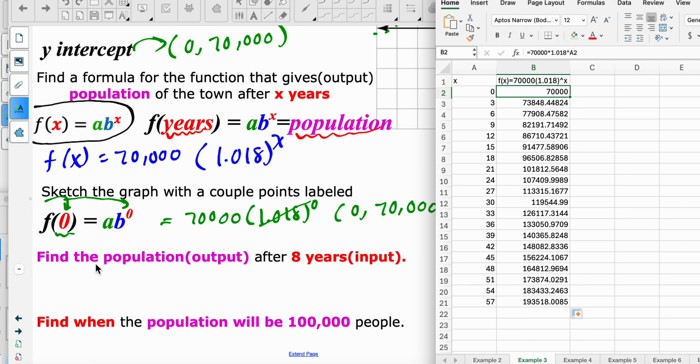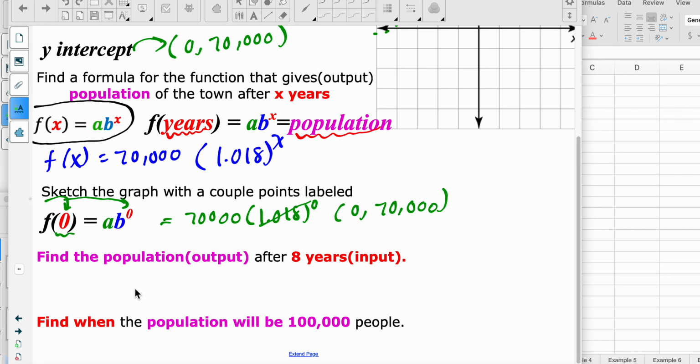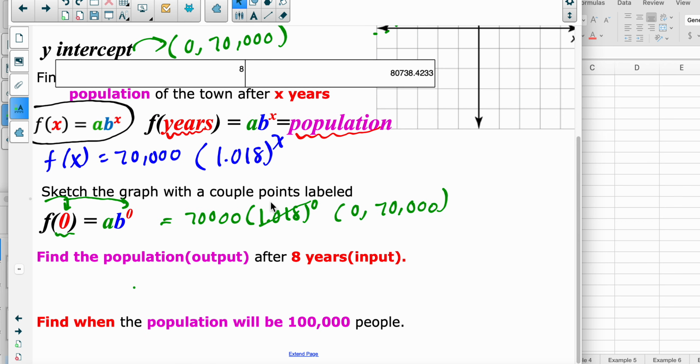All right, let's look here. It says find the population, which is my output, after 8 years, which is my input. So that means I want to input 8 into my input column. I'm not using solver. When I'm given an input, I just enter it in the table, and because I have my formula over here, Excel will automatically calculate that for me.